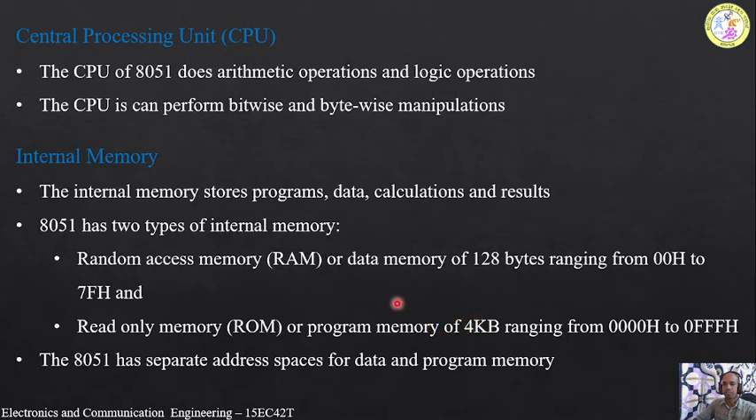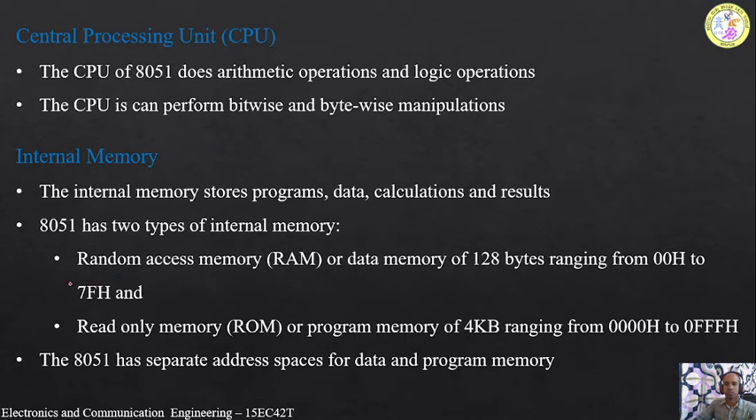4 kilobytes means 4 into 10 to the power of 3, but it is actually 4096 bytes. And what is the range of RAM in the memory? The range will be from 00 to 7FH, where H stands for hexadecimal. If I convert 7F into decimal, you are going to get a total of 128 bytes for 0 to 7F. So how can we do this conversion?